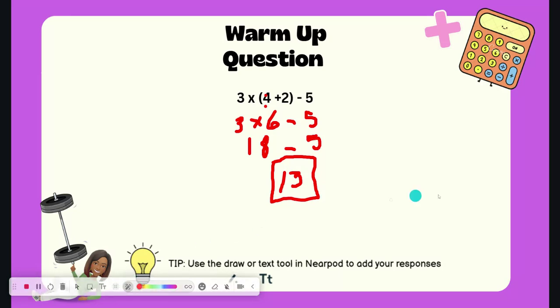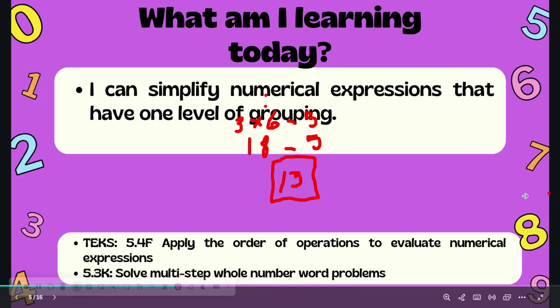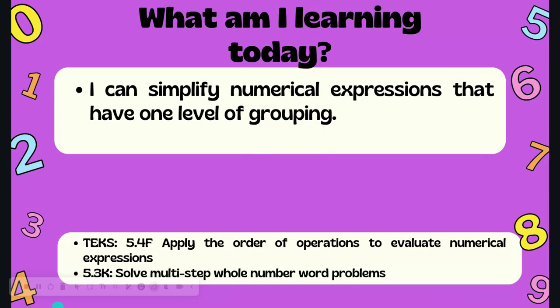All right, let's move right along with our lesson. All right, what are we learning today? Today, I can simplify numerical expressions that have one level of grouping. This will fall under TEKS 5.4F, which is applying the order of operations to evaluate numerical expressions, as well as 5.3K, solving multi-step whole number word problems.